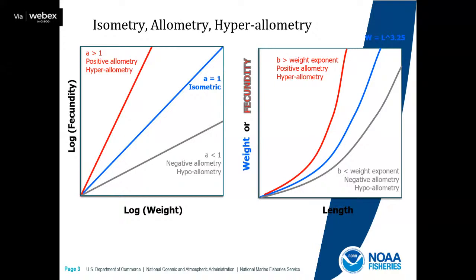But we often think about it in terms of length and weight. That's what I show on the right there: if fecundity increases as length increases at a rate that's greater than the weight is increasing with the length, then that would be a hyperallometric relation with growth. I also put in there that the weight exponent is assumed to be around 3, but it's not always 3. Something to consider as well. So, next slide.